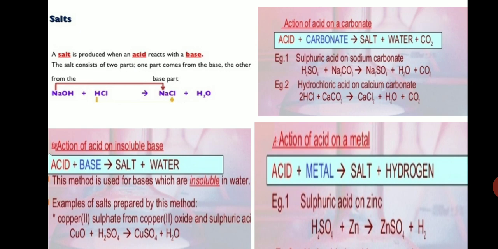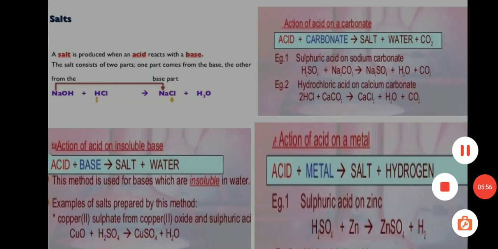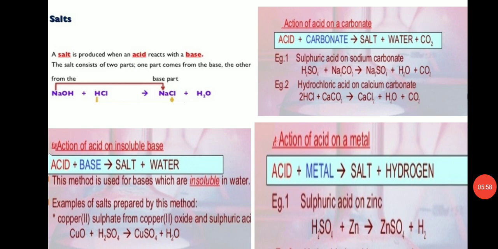In this chapter, we have learned so many reactions: how acid reacts with a base, how acid reacts with a carbonate, and how acid reacts with a metal. In all these reactions, we have seen the formation of a salt. In the first reaction, acid with a base, we got a salt and water.